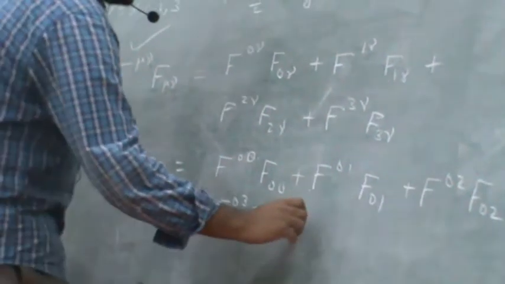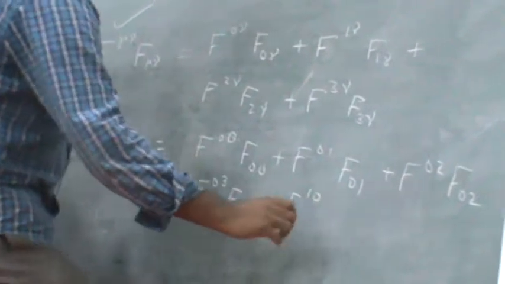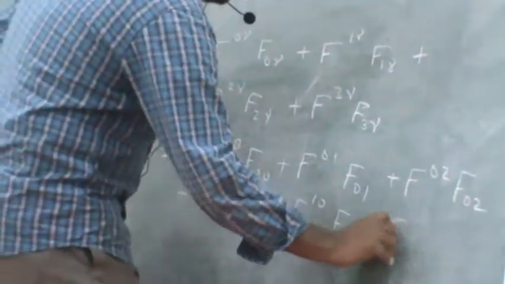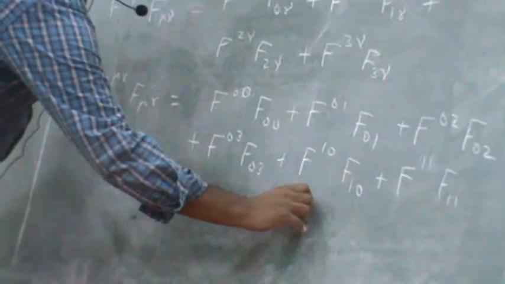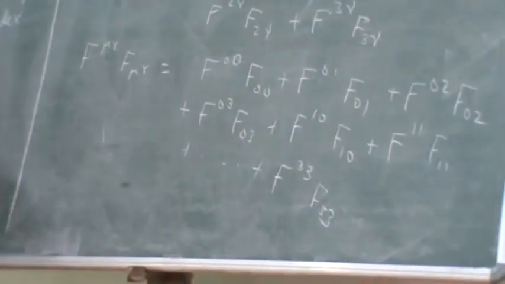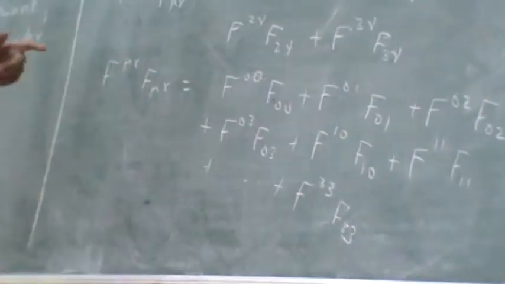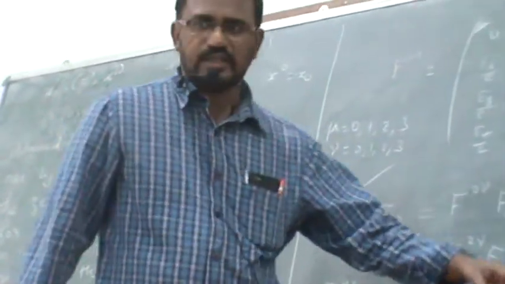f03. Then f10, f11. So you will get how many terms? 16 terms, up to f33. That you can do. So what is f00? It's 0, because our principal diagonal entries are 0. f00 is 0. f11 is also 0. f33 is also 0. Therefore, these terms go away. Look at the non-zero terms.